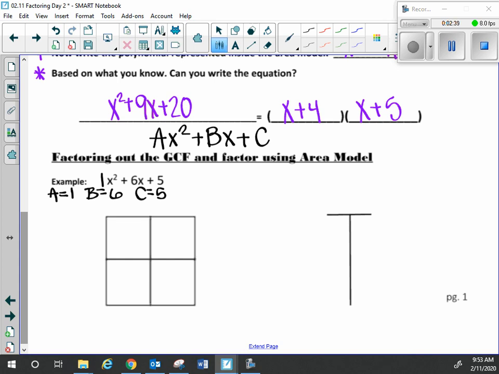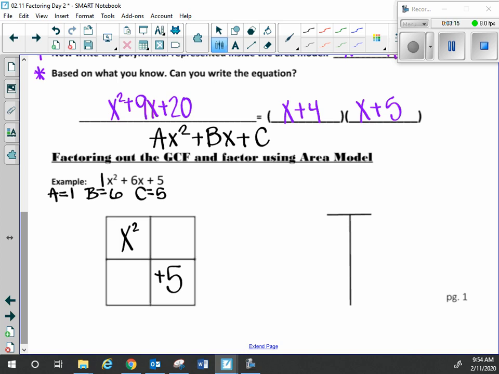So yesterday, we used tiles, but where did we start? How did you start factoring? What did you set up first? It was kind of the inside. But which term do you start with? X squared, the first term. So you start with x squared still, but then what was the next term that we looked at? Was it the center? No, it was the last term.